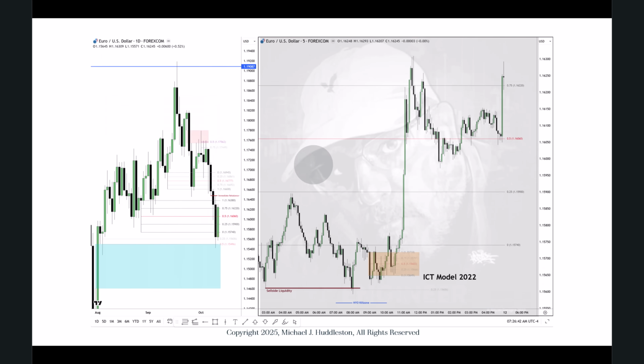Moving on to Euro Dollar, just pretty much the opposite. We can see their sell side liquidity here. They tapped into that during New York open and kill zone, 7 o'clock to 10 o'clock in the morning Eastern time, always New York local time. We have the ICT model 2022, low, high, 62 to 79% retracement level.